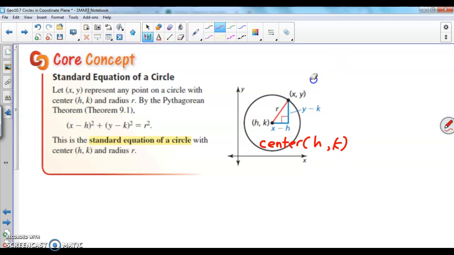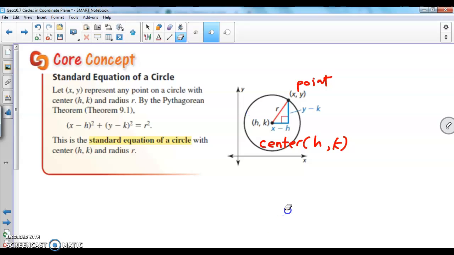Now, this point here, x, y, could be any random point on the circle. It doesn't have to be here. It could also be at this spot right here. So that could be your x, y, as long as it is on the circumference of the circle.